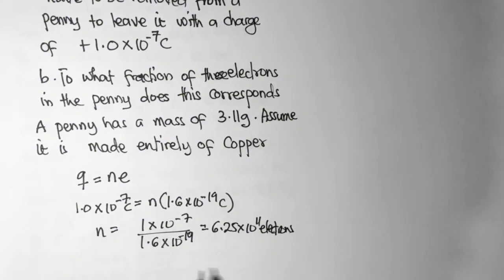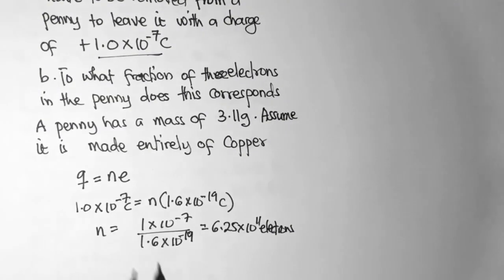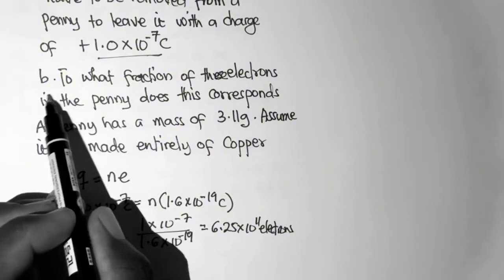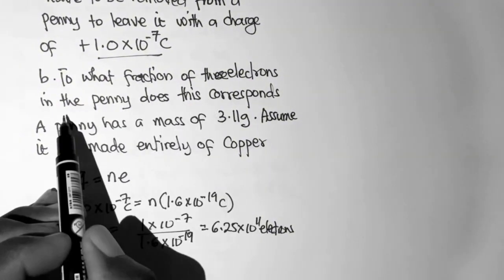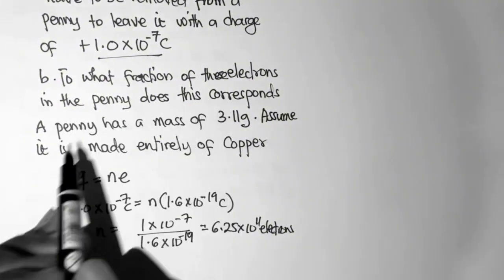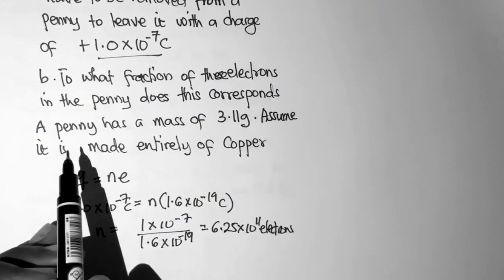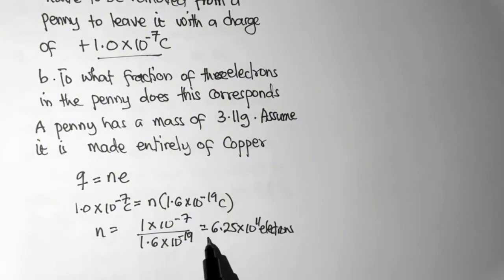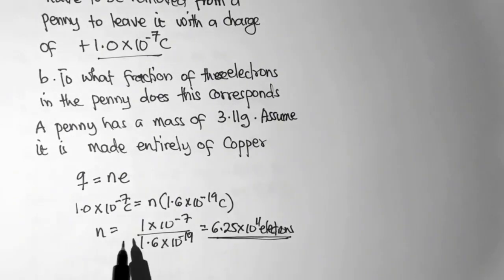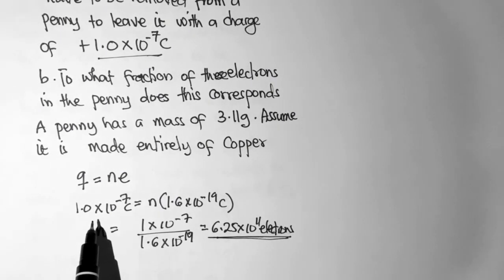So these are the total number of electrons in that system that will sum up to this value. So the B part asks, to what fraction of these electrons in the penny does this correspond? Now, to be able to know the fraction that this corresponds to, we must first know the total number of electrons in the penny.